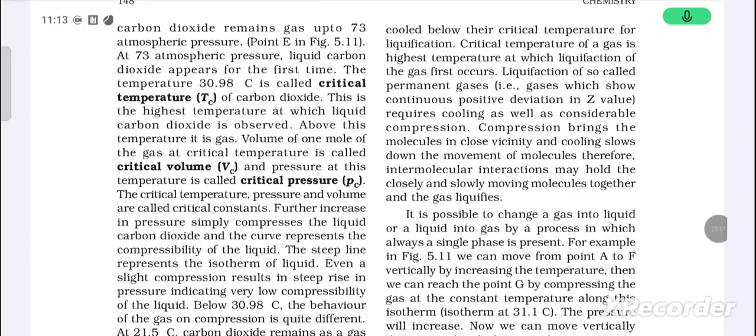The critical temperature of a gas is the highest temperature at which liquefaction of the gas first occurs. Gases that cannot be liquefied are so-called permanent gases.